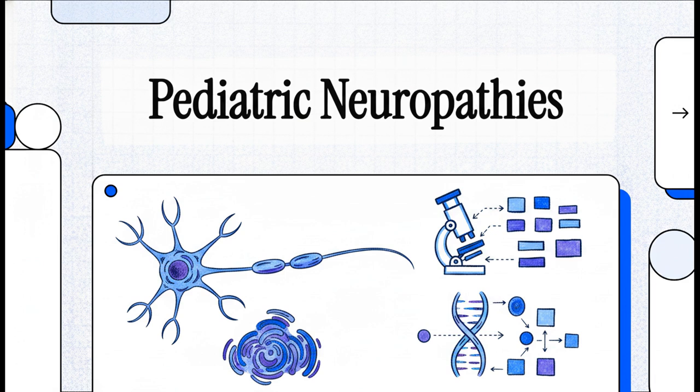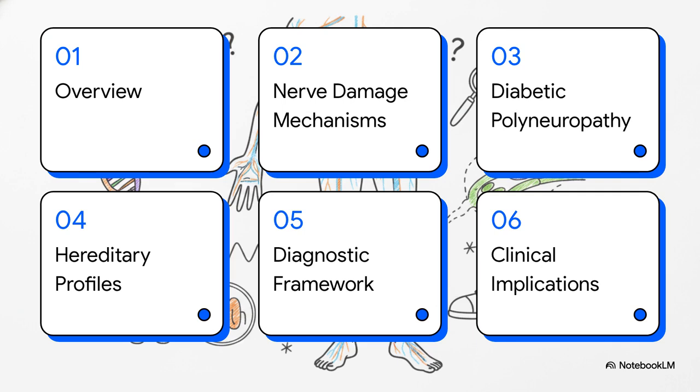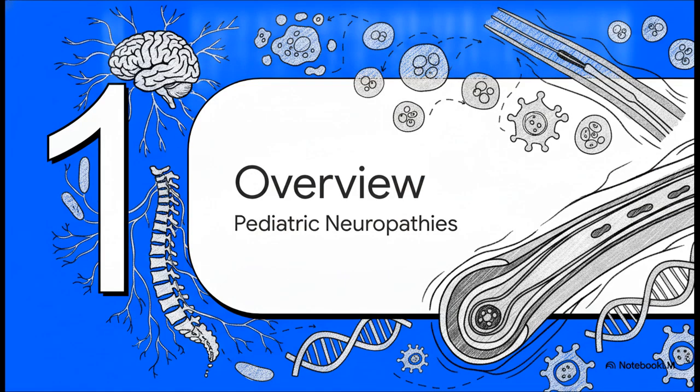So let's systematically bridge that gap between foundational neurobiology and the latest clinical data to build a comprehensive translational diagnostic framework. Here is our roadmap for today. We'll start with an overview of pediatric peripheral neuropathies, then look at mechanisms of nerve damage, followed by diabetic polyneuropathy in children. After that, we'll cover hereditary and genetic profiles, outline a multimodal diagnostic framework, and wrap up with clinical implications and limitations. So let's jump right into part 1, our overview of pediatric peripheral neuropathies.